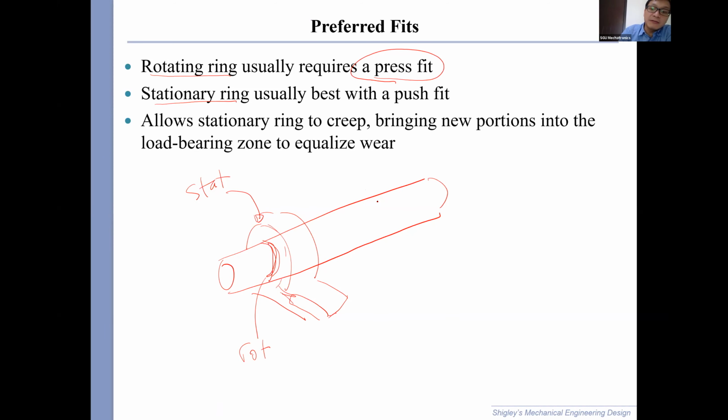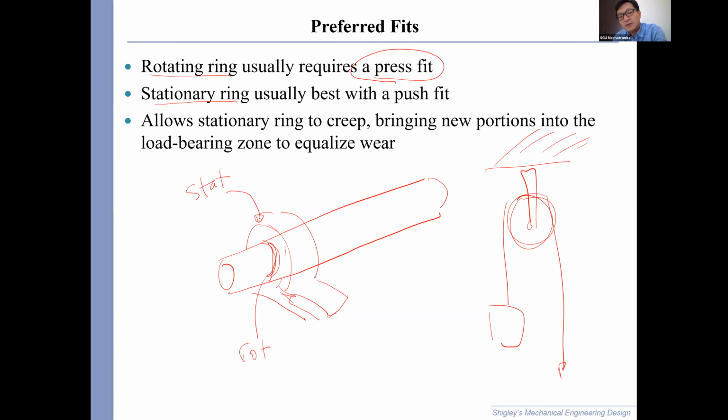So in the opposite case, right? Let's say there's a pulley. Remember, you use a pulley to lift a load, for example, like a winch. This is mounted to the ceiling. The opposite is true here. The outer ring rotates, so that should be a press fit, and the stationary ring with a push fit or a looser fit.